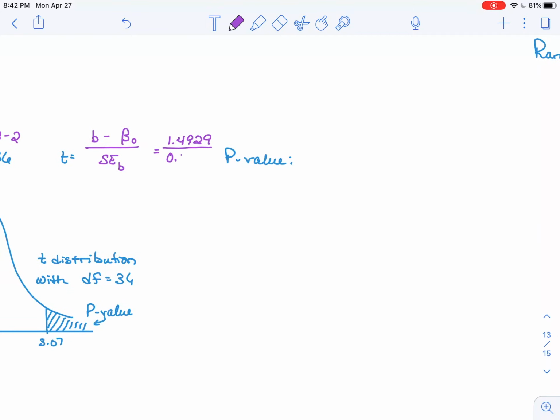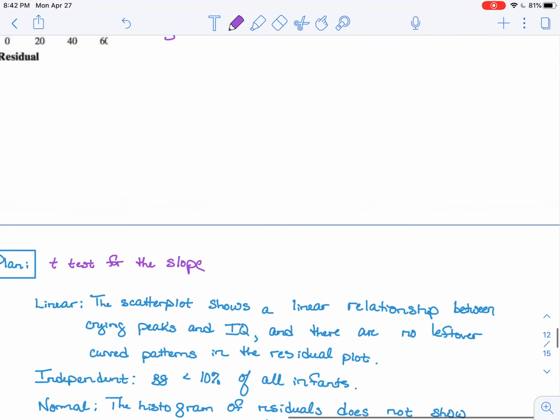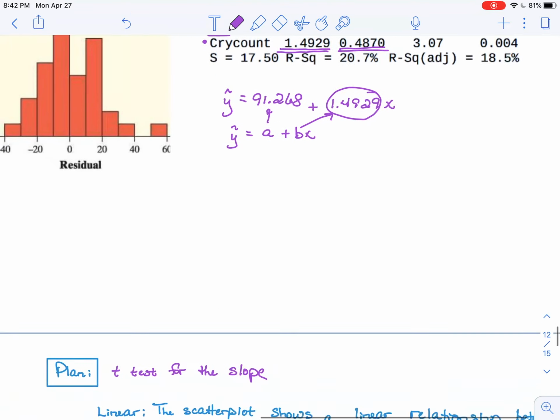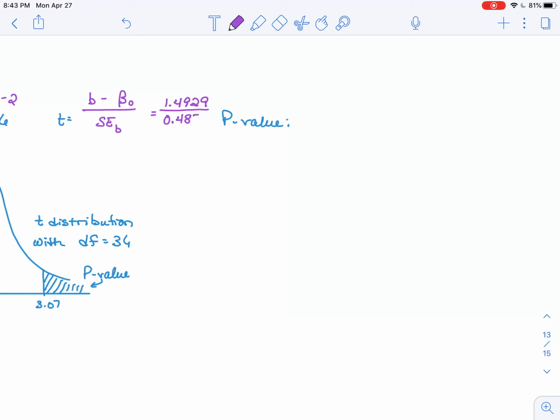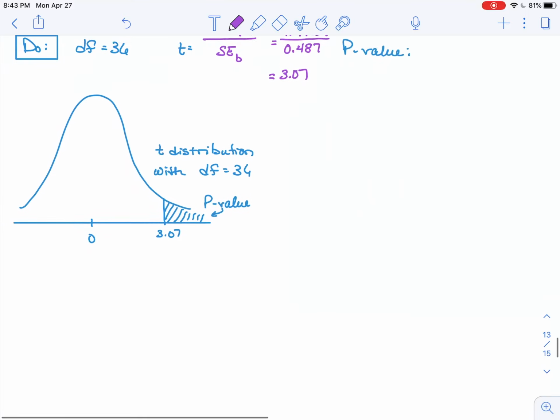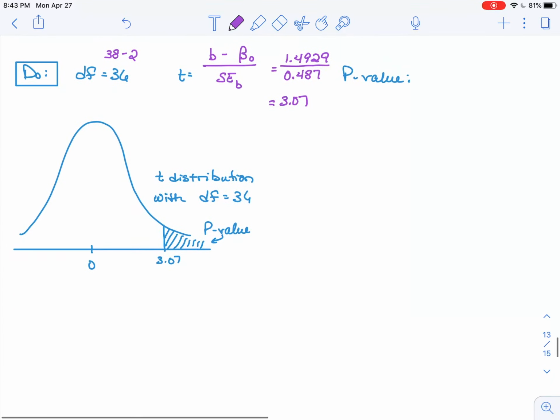There is a formula for it. It's always going to be up here, to the right of this value, is the standard error of that variable, 0.487. So when I take 1.4929 divided by 0.487, I'm getting 3.07-ish.